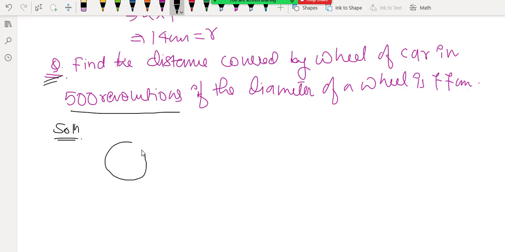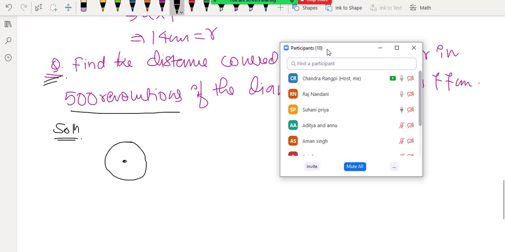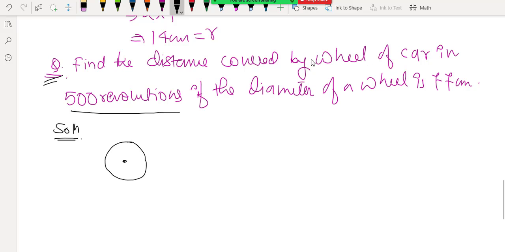The wheel of a car is in the form of a circle, right? Have you seen any wheel of a car or cycle or bike? Yes, sir. What is a wheel? We say in Hindi, chakka. Yes, that is wheel. The wheel of a car is in the form of a circle. Very good. Now, what is revolution of a circle?